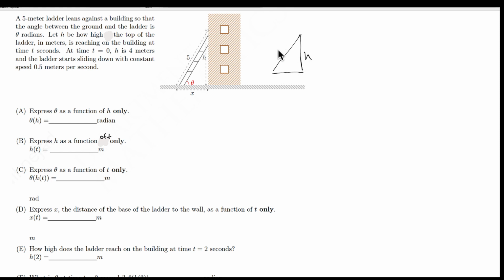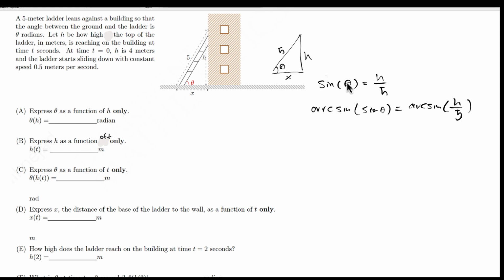This is h. This is 5. This is theta, and sine of theta is equal to h over 5. Now, that's how they are connected, but I want to solve for theta. In solving for theta, I have to find the inverse of sine of theta, and that would be arc sine. So theta is equal to arc sine of h over 5.